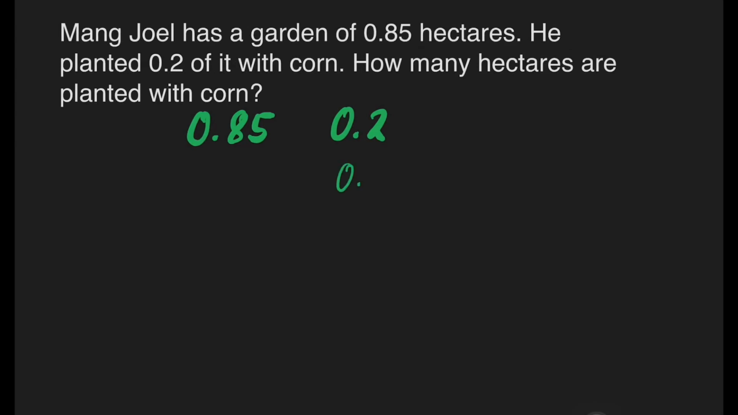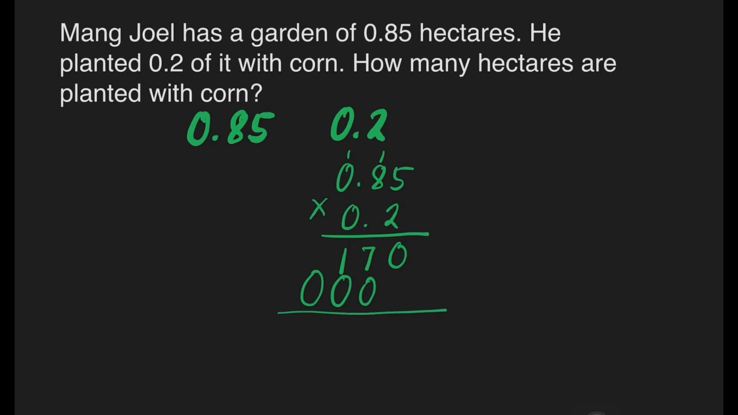We have to copy first the two decimals and then multiply it as if they are just whole numbers. Okay, 5 times 2 is equal to 10. Write 0 here and then carry 1 at the top of 8. 2 times 8 is equal to 16 plus 1, 17. Carry 1 at the top of 0. 0 times 2 is 0 plus 1 is 1. Next, we have 0 times 5 is 0. 0 times 8 is 0. 0 times 0 is 0.